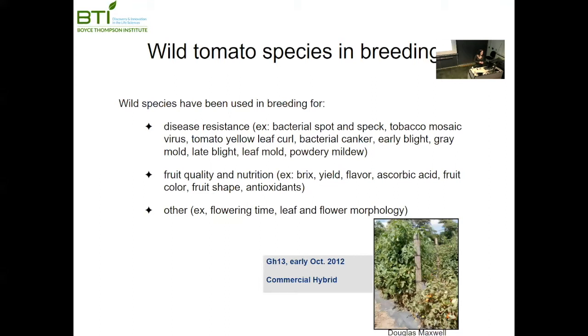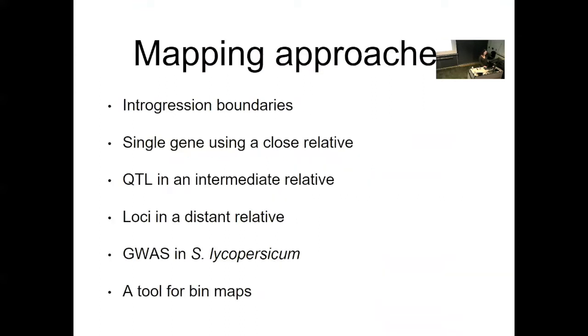The wild species can also be used in fruit quality and nutrition, and then some other things like leaf morphology and flowering time. Today I'll be talking about some different projects that we've had, and the common theme in all of these is using bioinformatics approaches to map genes of interest in tomatoes and their wild relatives. The first thing I'll talk about is defining introgression boundaries.